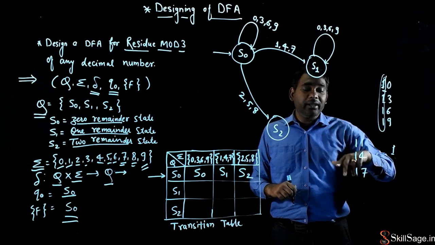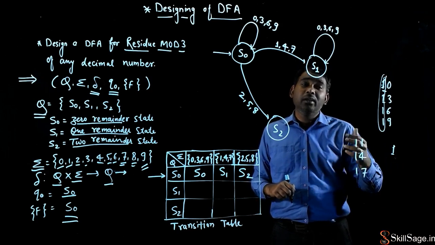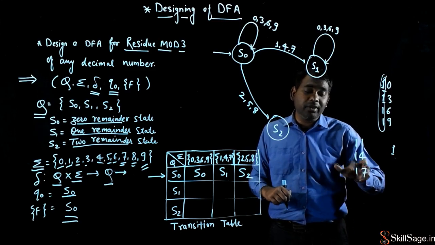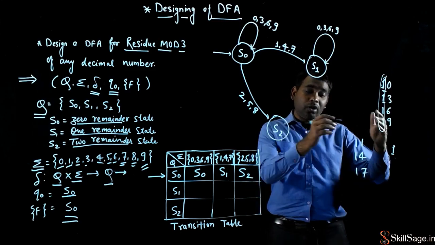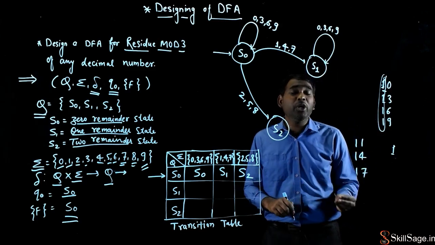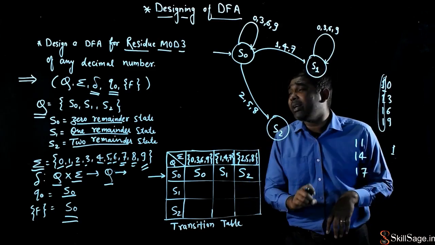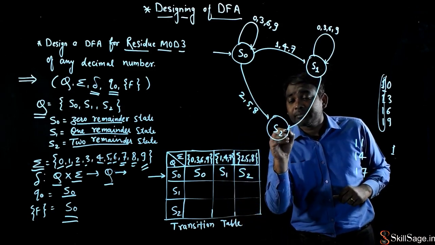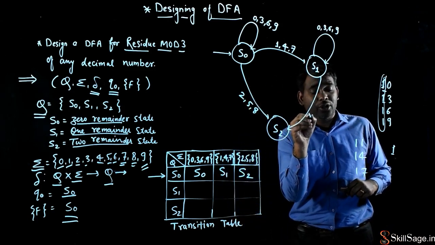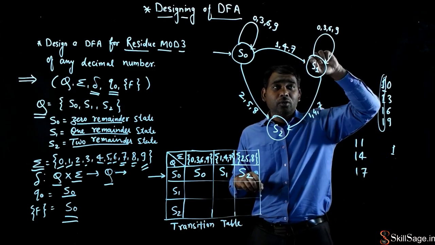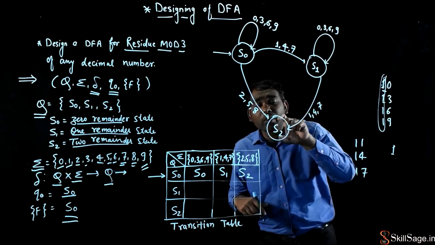14, again if I divide this by 3, 3 4s are 12, 2 is the remainder. Again for this 17, 3 5s are 15, 2 is the remainder. So for all these 3 inputs, 1, 4 or 7, from this state S1, I am going to get 2 remainder. And what is my 2 remainder state? 2 remainder state is S2. So from here, I'll just say that if I take the transition on 1, 4 or 7, I am going to go from state S1 to S2.